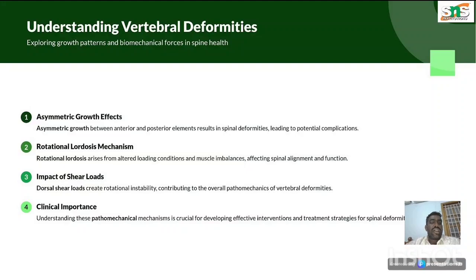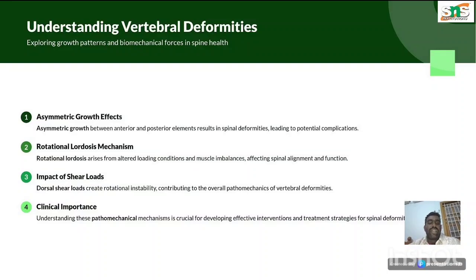To understand the deformities, consider the symmetrical and asymmetrical growth of the vertebra, meaning anterior and posterior elements, that results in spinal deformities, leading to potential complications. The spine may not be able to function regularly in maintaining balance, stability, and posture. The rotational mechanism may be affected by the lordosis mechanism.